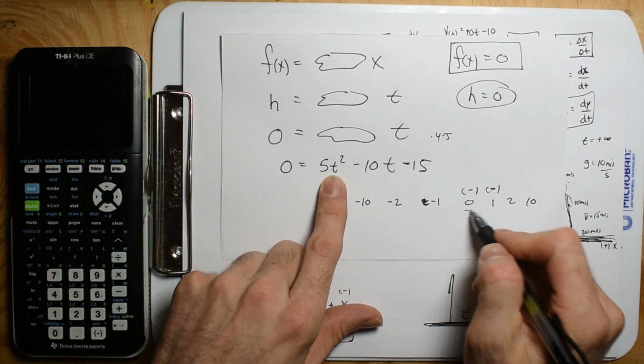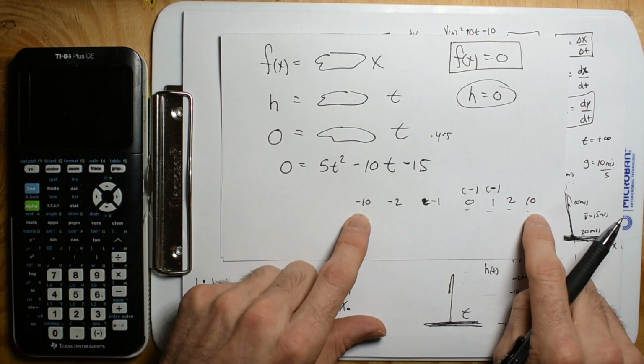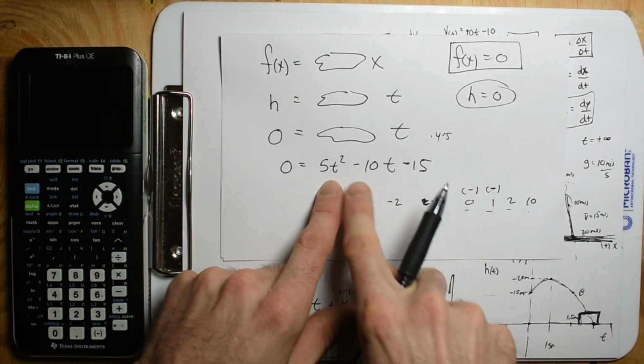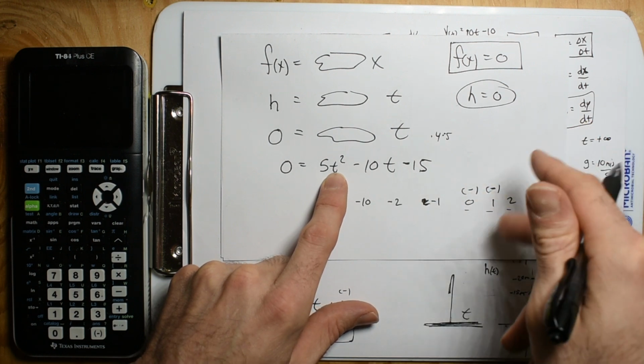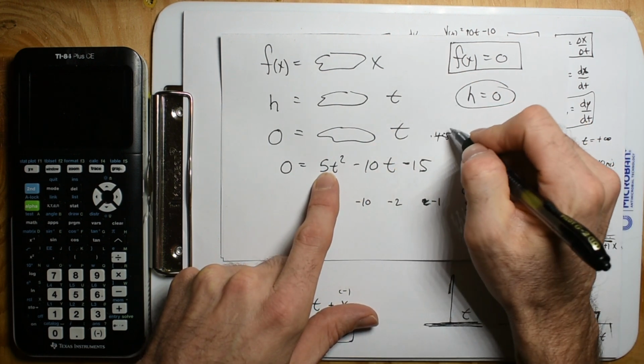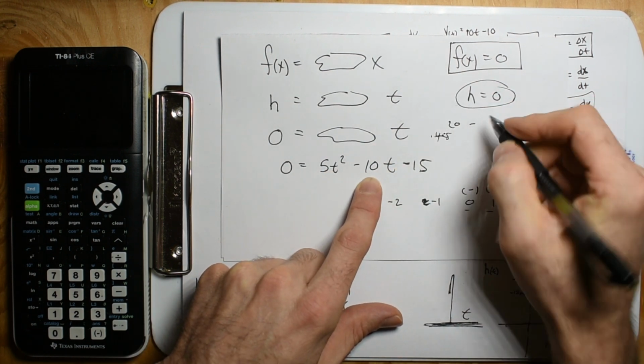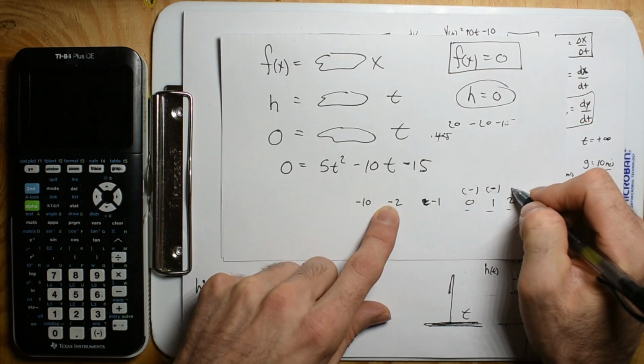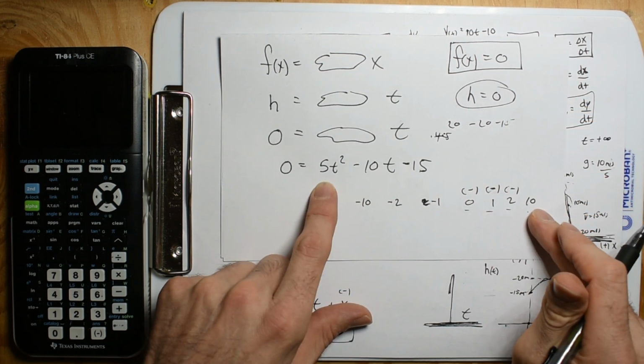But why I choose these values is because they're kind of easy to do. I can do 2 squared. That's 4. I'm never going to mess that up. 4 times 5 is 20. So then I have 20 minus 20 minus 15. Still a negative. All right, let's crank it up.